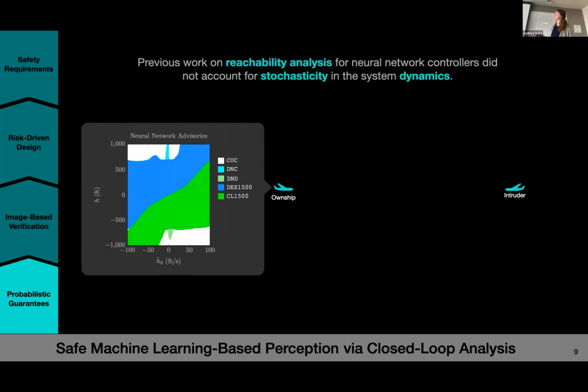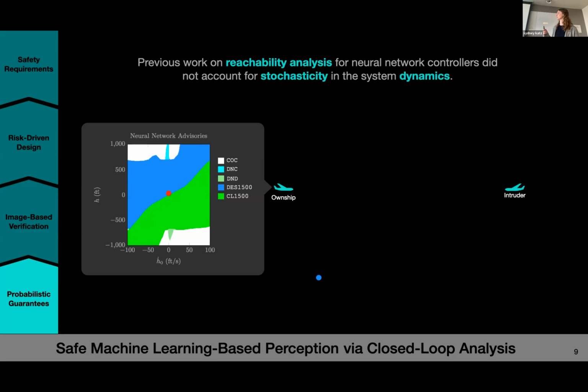Here I'm showing a 2D slice of the state space, where on the vertical axis, we have the relative altitude between the own-ship and intruder. And on the horizontal axis, we have the own-ship vertical rate. So one very simple sort of reachability analysis we could do in a scenario like this, some might just call it a trajectory rollout, is we could look at the state that we're currently in. So in this case, 0 relative altitude and 0 own-ship vertical rate.